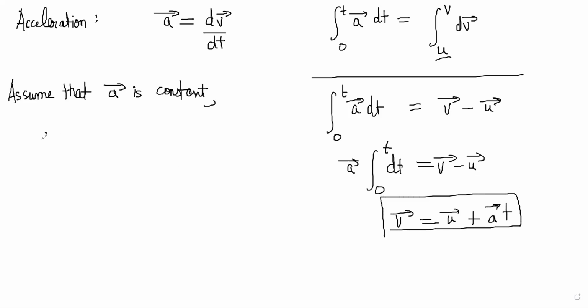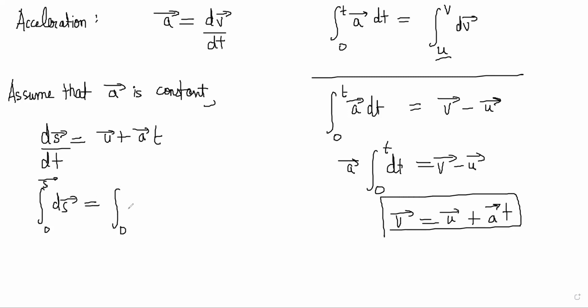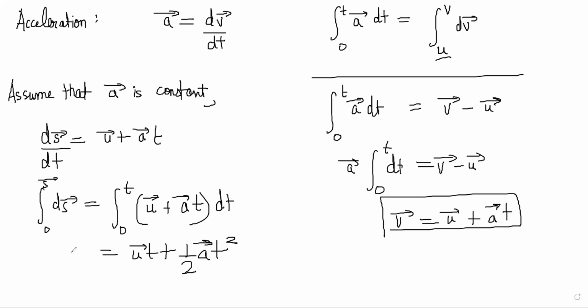And using that equation, if you write v as ds by dt is equal to u plus at, and integrate this, what you will get is the integral of ds from 0 to s will be equal to the integral from 0 to t of (u plus at) dt. And what you get after the integral is basically ut plus half at square is equal to s. So that is your second equation.